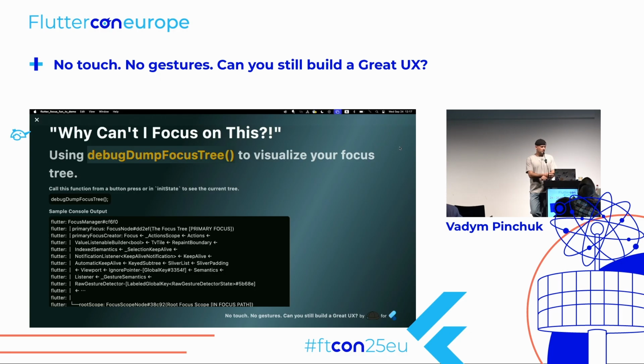But the most important thing you can see on top: primary focus is held by the focus node with the debug label. Please use the debug labels, because that's how you can at least understand where you are. And the focus tree has the debug label and it holds the primary focus. All of the rest are in the focus path. So focus scope nodes, they are in a focus path.